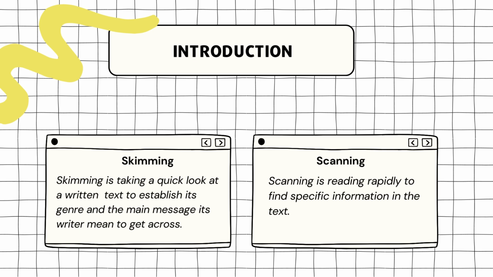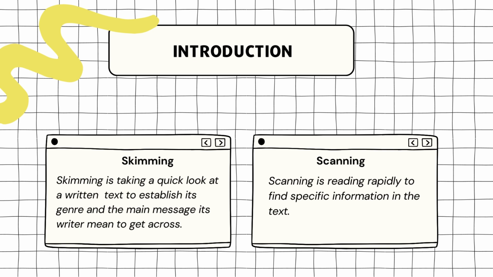Two of the most common strategies of speed reading are skimming and scanning. Skimming is used when we are taking a quick look at a written text to establish its genre and the main message its writer means to get across. In other words, you would skim to get a general overview of the text. Scanning is reading rapidly in order to find specific information in the text. Skimming is like snorkeling and scanning is more like pearl diving.